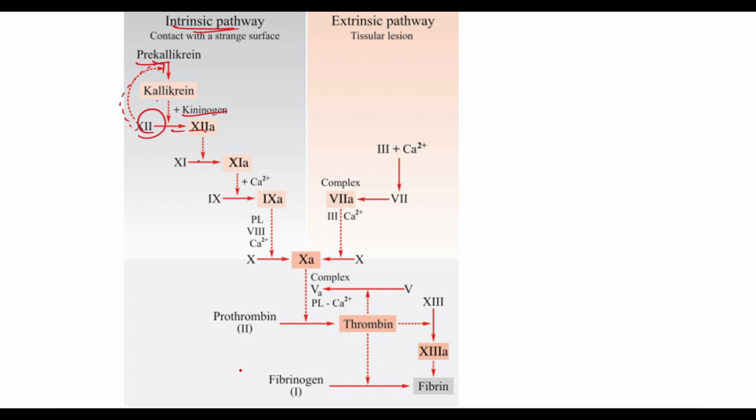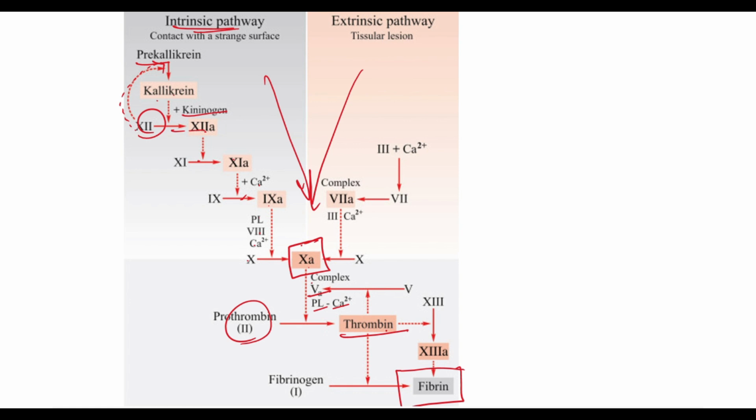Now this factor 11 in the presence of calcium will activate the factor 9. Now the factor 9 in the presence of phospholipids, calcium and factor 8 will activate the factor 10. Now this factor 10 is like a common point, a midpoint for both the intrinsic pathway and the extrinsic pathway. This factor 10 in presence of factor 5, calcium and phospholipid will activate the prothrombin, say thrombin. Now this thrombin will activate the fibrinogen and convert it into fibrin. So this was your 5 marker on intrinsic pathway of coagulation.